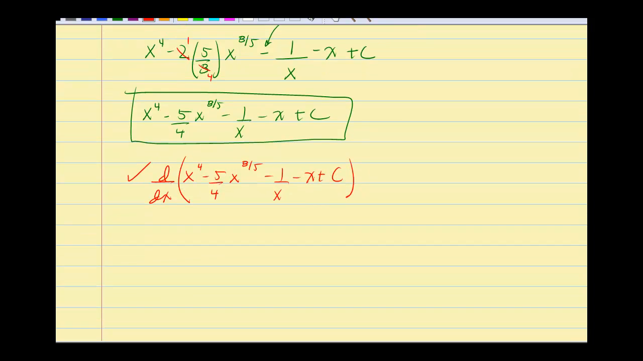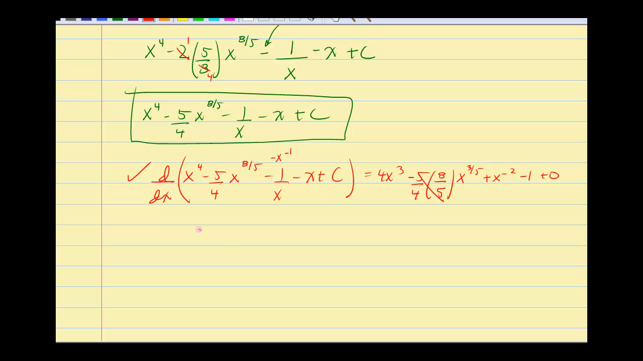So the derivative of x to the 4th is 4x cubed. The derivative of negative 5/4 x to the 8/5, I drag along the negative 5/4, I bring the 8/5 down, and then I decrease this exponent by 1. 8/5 minus 5/5 is 3/5. Okay, now the derivative of minus 1 over x, I can think of this as minus x to the minus 1. I bring the negative 1 down. A negative times a negative is a positive x to the negative 2. And the derivative of a negative x is a negative 1, and the derivative of a constant is 0.